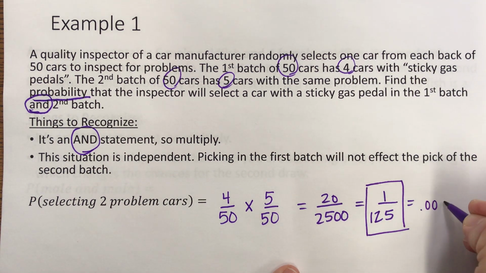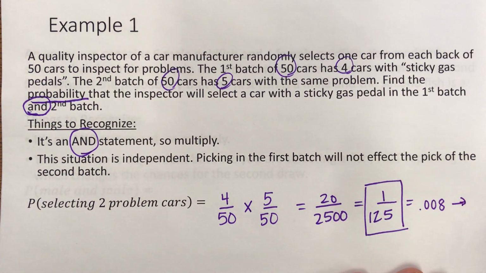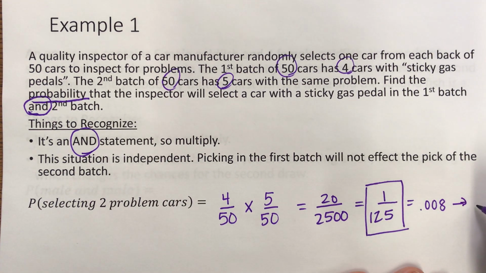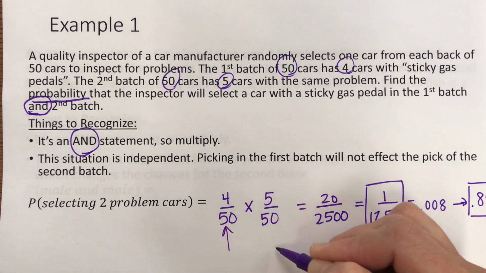Or we could change it to a decimal that changes to a percentage by moving the decimal 2 places to the right. And that would be 0.8%, very small percentage that we have the probability of selecting 2 problem cars. All right, so that is an independent event. Our denominator stayed the same.